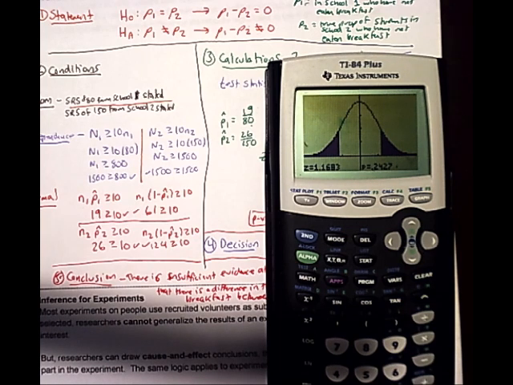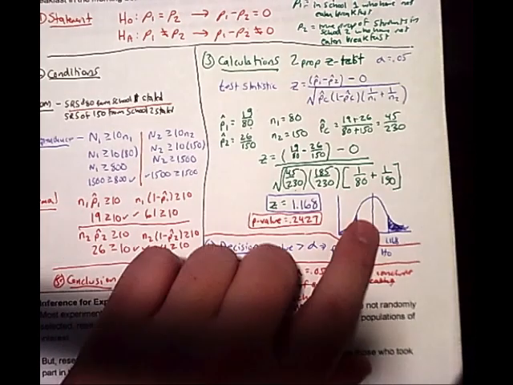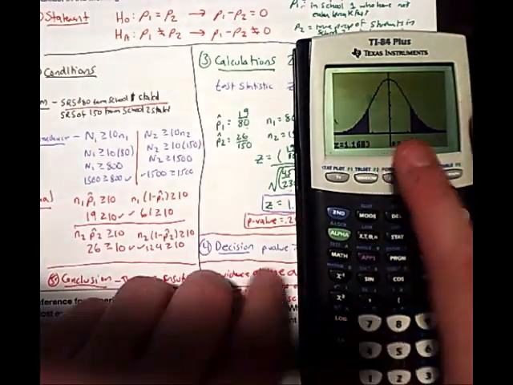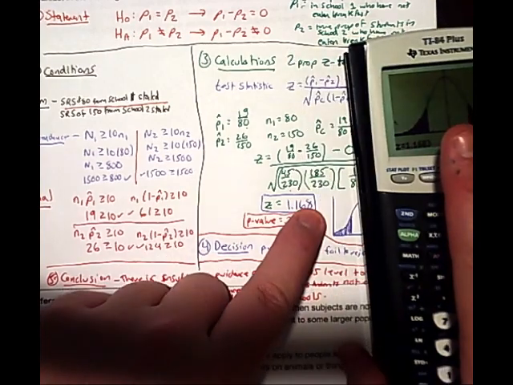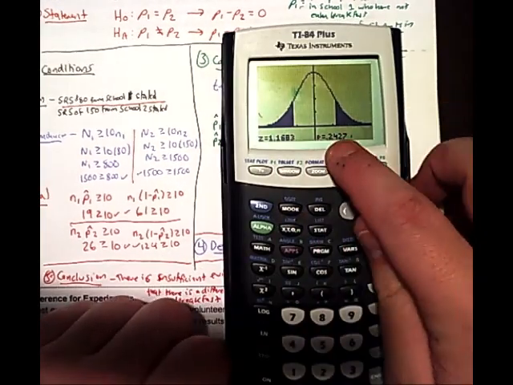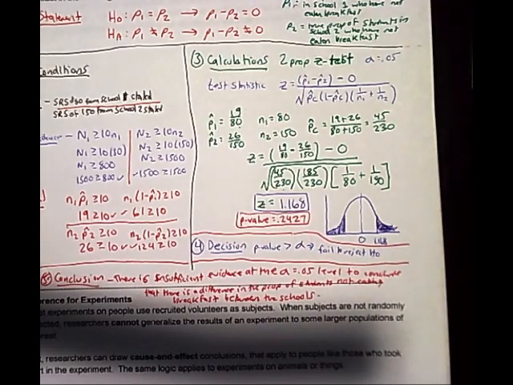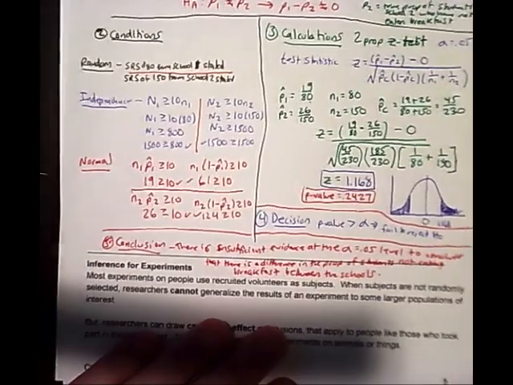It's nice when you draw it, you can make your paper match that. So here it tells you z is 1.1683. Okay, that's what we got, so we got that right. And the p-value is 0.2427. Awesome, we got that right. All right, let's keep going.